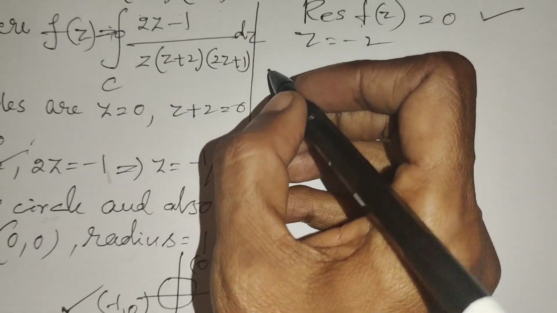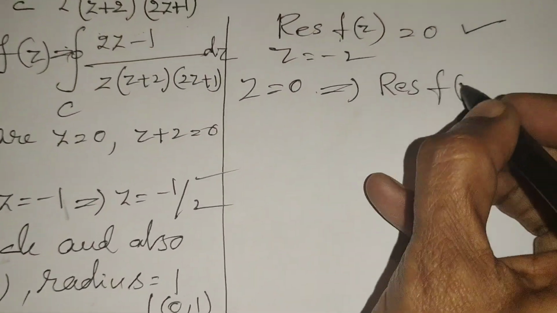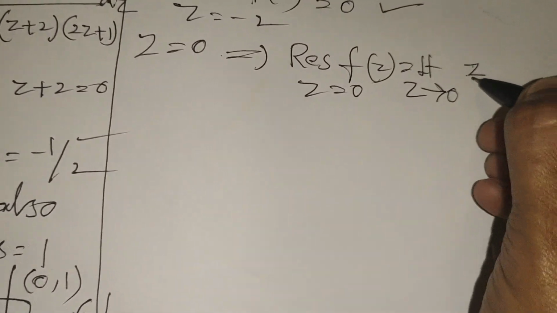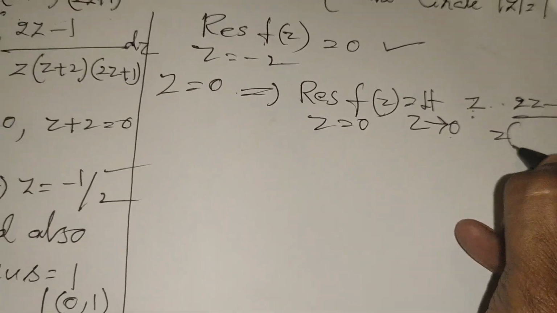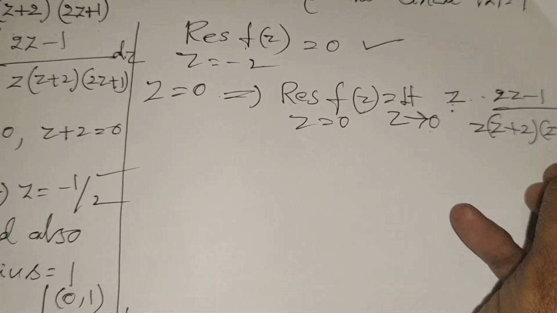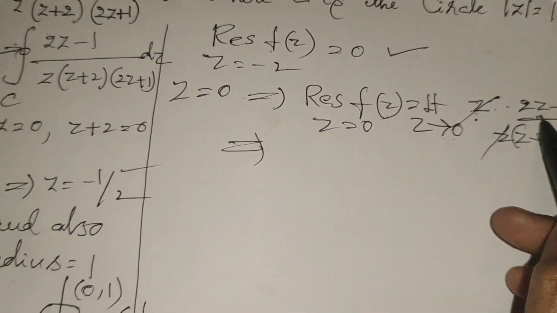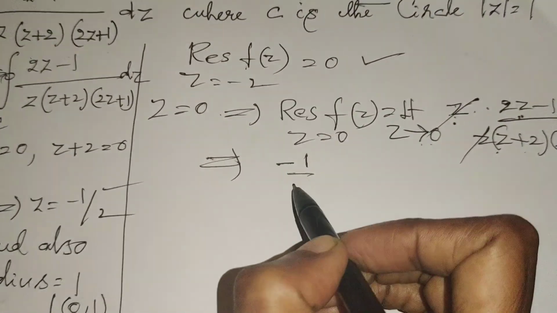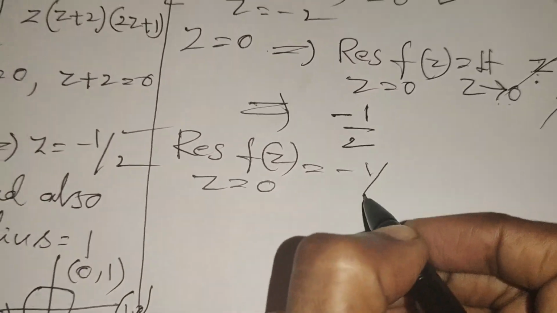Now find out the residue at the simple pole z equals 0. Residue of f of z at z equals 0 means limit z tends to 0 of z into f of z, that is z minus z naught, z naught means 0 here. So f of z means (2z minus 1) by z into (z plus 2) into (2z plus 1). Here z gets cancelled. In place of z substitute 0. This is minus 1 by 2 into 1, that is minus 1 by 2. Therefore, residue of f of z at z equals 0 is minus 1 by 2.